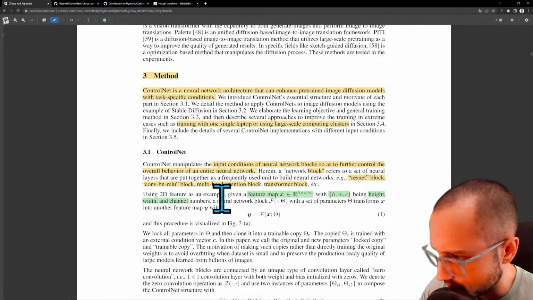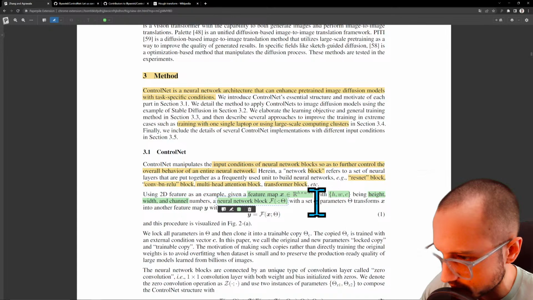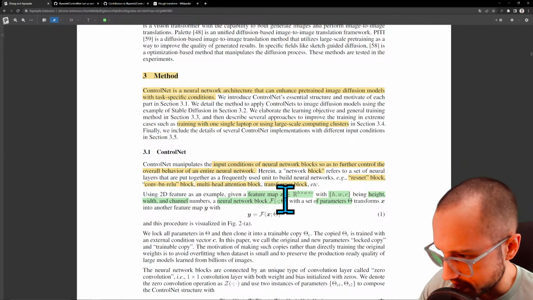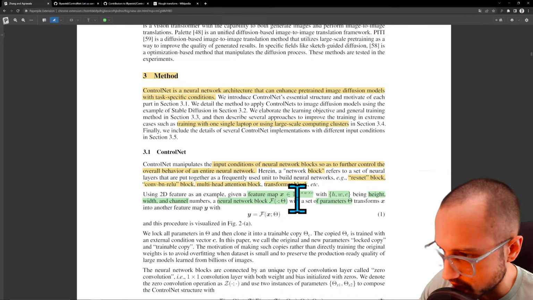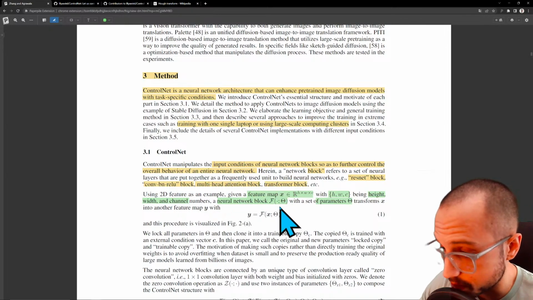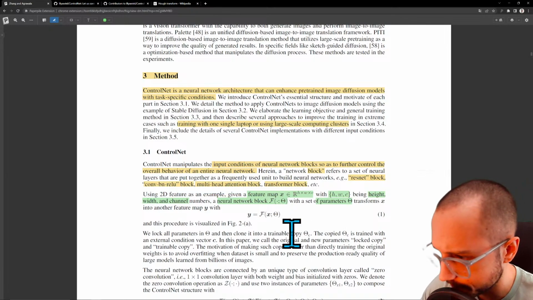A neural network block F with a set of parameters theta. So this is just generic, this could be anything. This could be a transformer block. This could be a conv block. This could be just a fully connected multi-layer perceptron. So you just have some neural net F, which is parameterized by some weights and biases and parameters theta.